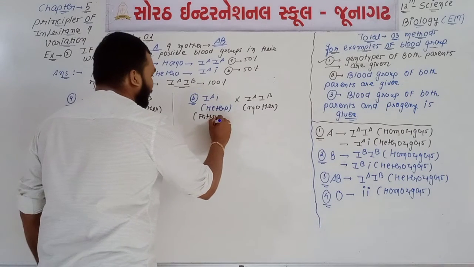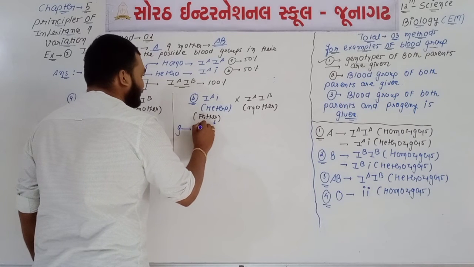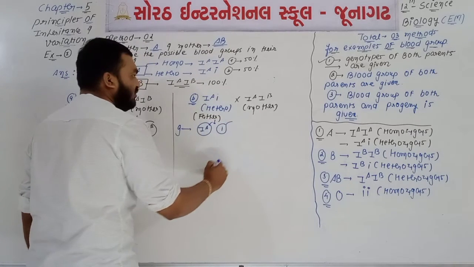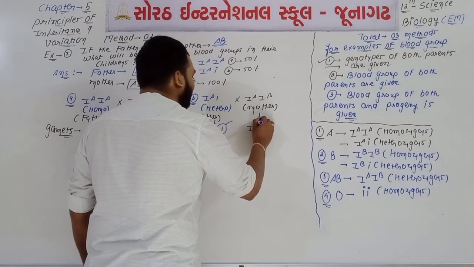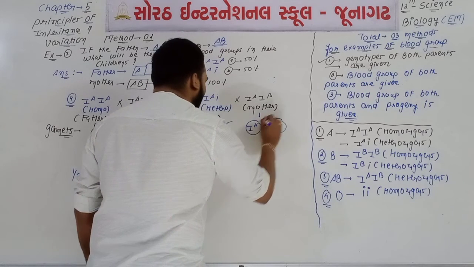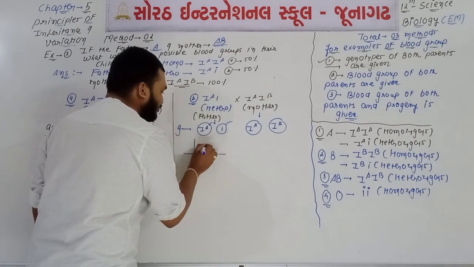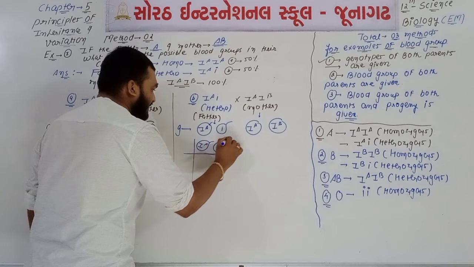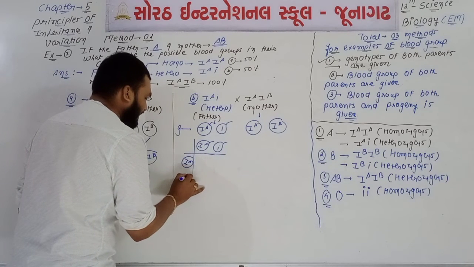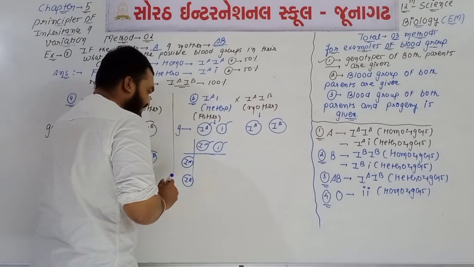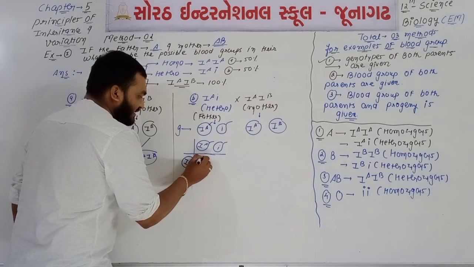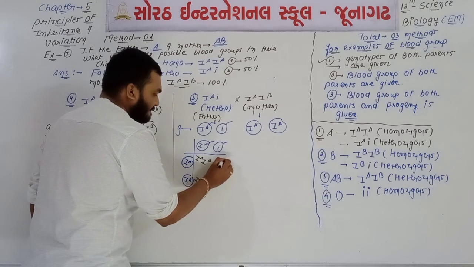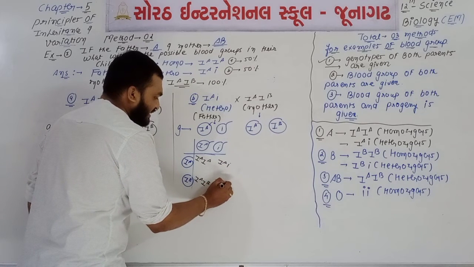Here, if we produce the gametes, IA and small i will be produced from the father, and IA and IB will be produced from the mother. In this condition, yes, you are able to use the Punnett square. The male gametes are IA and small i, and here IA and IB are the female gametes. You can write here IA, IB, IA small i, IB small i.